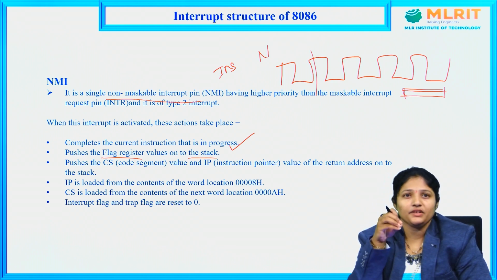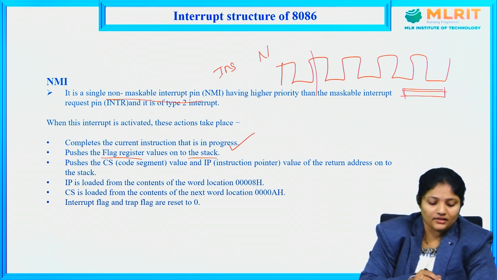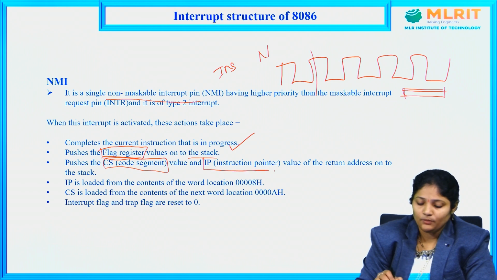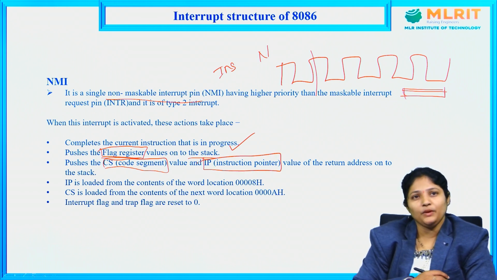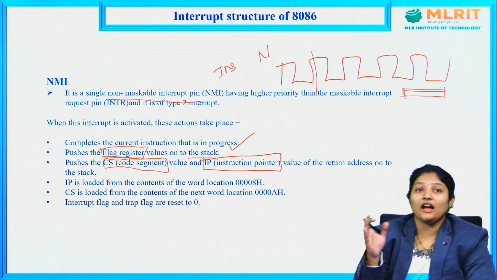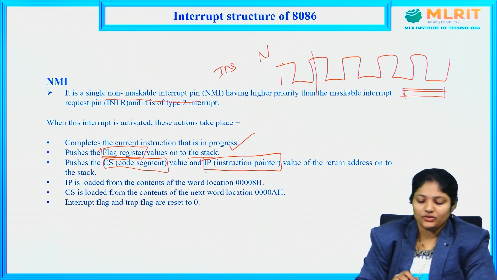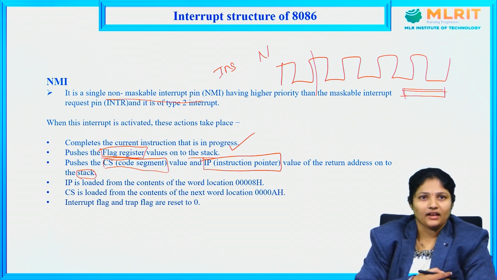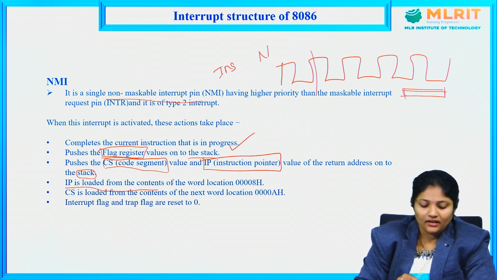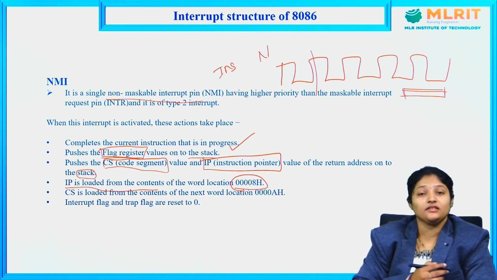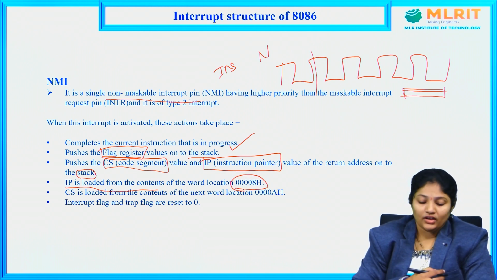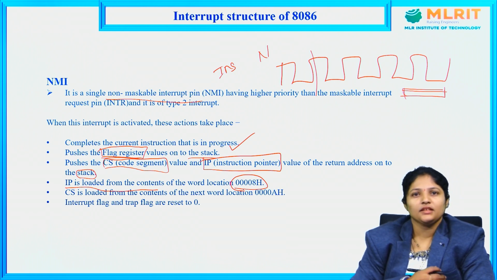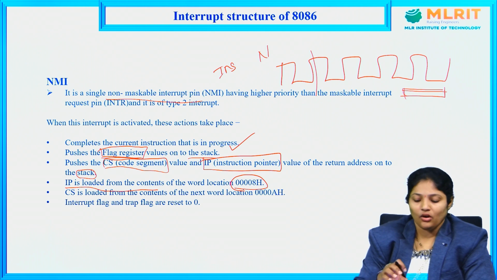So for that purpose, the microprocessor will save the flag register values, the code segment values and then the instruction pointer values. These values should be saved to perform the next instruction after the interrupt. So these values will be dumped into the stack. Intermediate values are always stored in the stack. Then the IP is loaded from the contents of the location 0008. It is the location of this particular NMI interrupt. So every interrupt has a particular location where these addresses are stored.